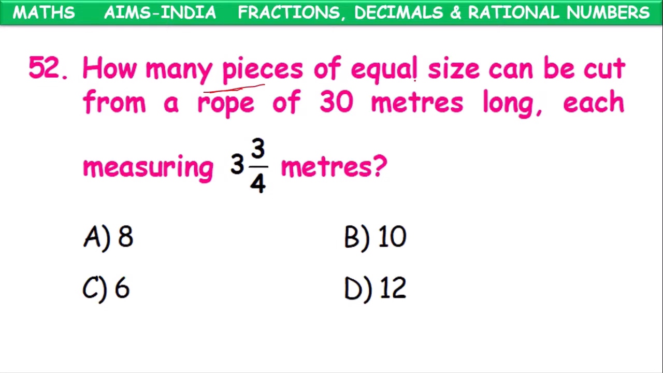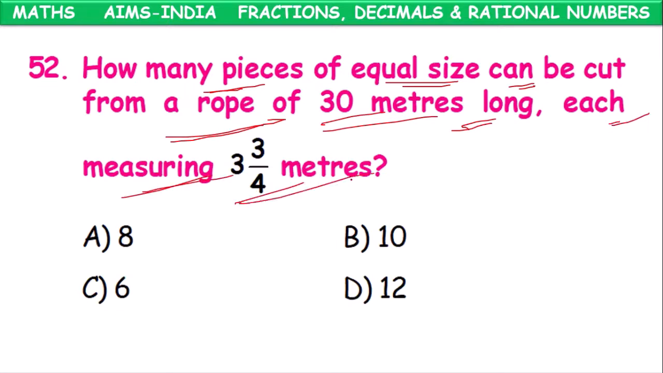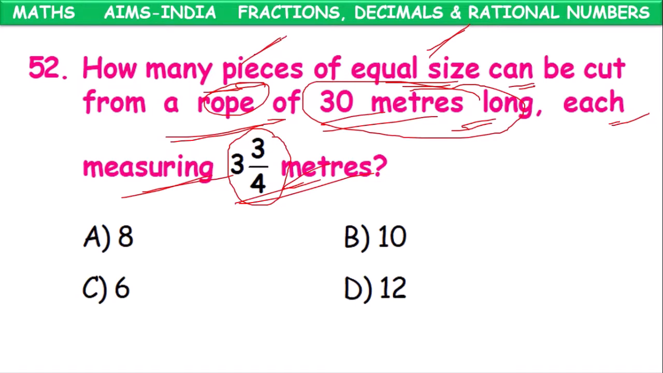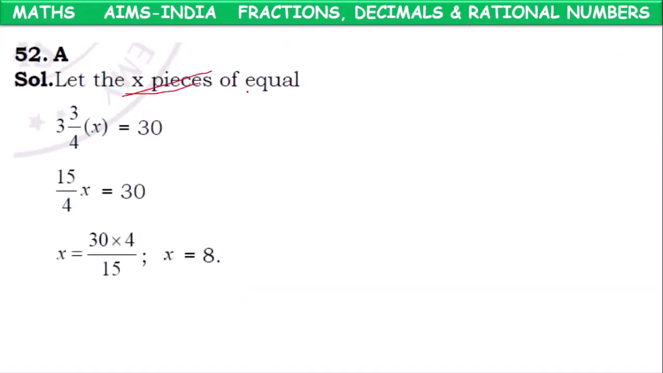How many pieces of equal size can be cut from a rope of 30 meters long, each measuring 3 by 4 meters? So from a 30 meters long piece of rope, we have to cut equal size pieces, each having 3 by 4 meter length. How many pieces can we cut? Let x pieces we can cut, each piece having 3 by 4 meters length. 3 by 4 length of each piece into number of pieces equals 30 meters.